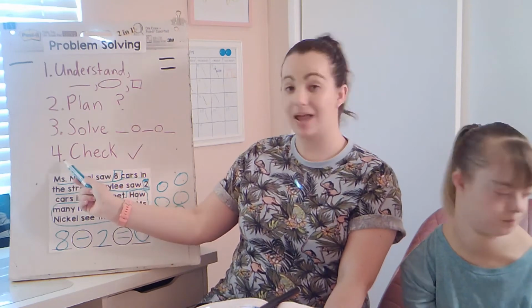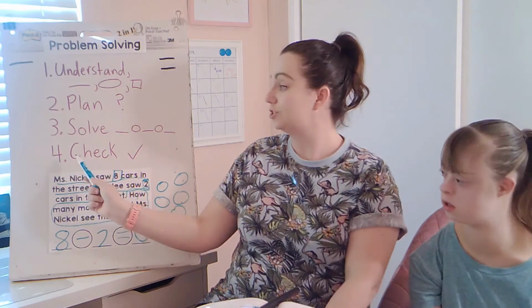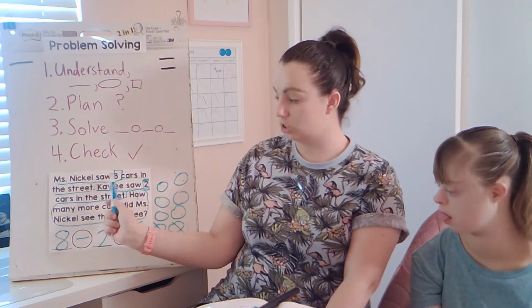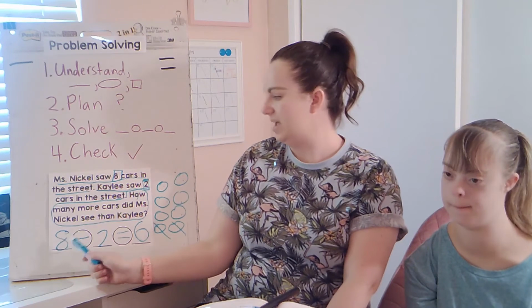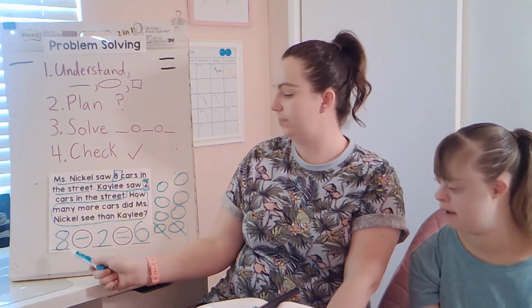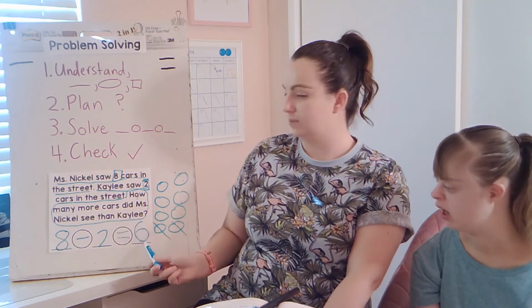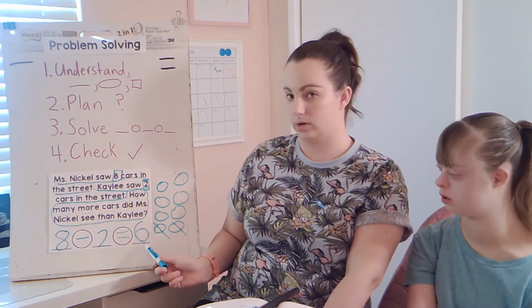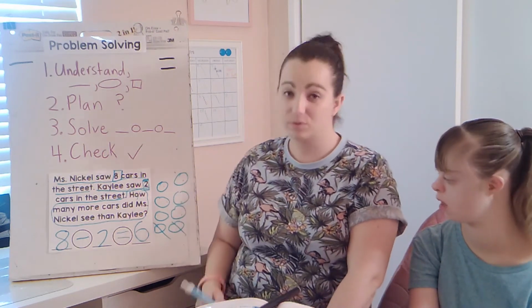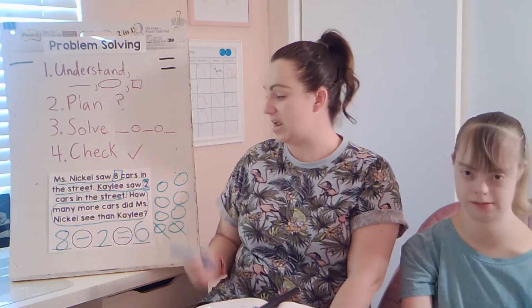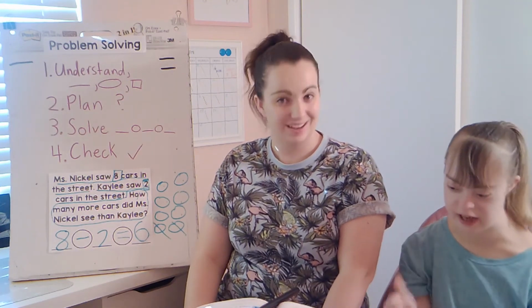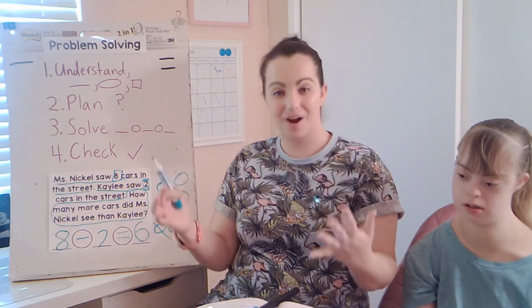And our last step, we can't forget it. 4, check that it makes sense. So it said Miss Nichols saw 8 cars. Yeah, we wrote that. Kaylee saw 2 cars. We have to take away how many cars Kaylee saw to find out how many more Miss Nichols saw. Okay, then I check my problem. Since I did pictures, I feel pretty confident about it. 8 take away 2 equals 6. Do we feel good about our answer there? Yes, so we've then checked our problem.